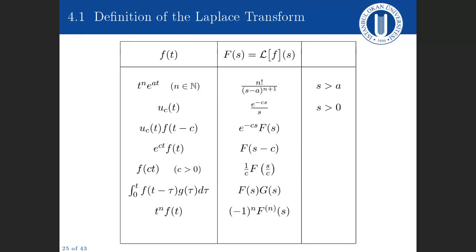Scroll down a little bit more. And what else do we have? Again, f of ct we'll look at later. Integral from 0 to t, f of t minus tau, g of tau, d tau. That's a convolution integral. We'll look at that in 2 or 3 weeks' time. And the final one we have just done. The Laplace transform of t to the power n f of t. I've just proved, at least in the case n equal to 1, that this is minus 1 to the power n, nth derivative of capital F.